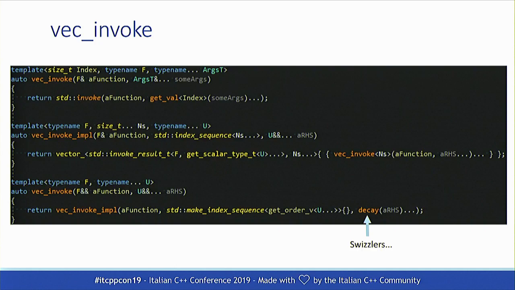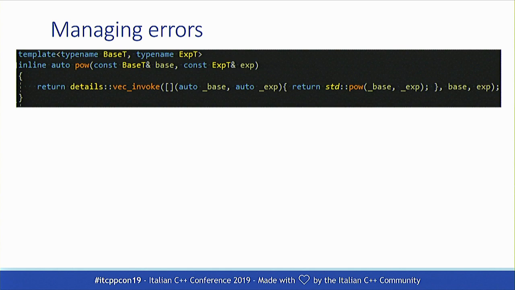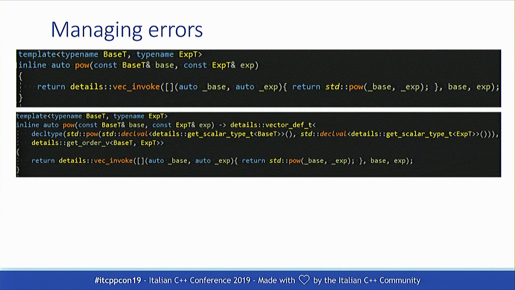Again, with SFINAE. But SFINAE this time is not so simple as well, because inside vecInvoke we have a lambda, and we cannot decltype something that has a lambda inside it. So we cannot write just arrow decltype and everything that we put below the return. So again, we need a bit more of semantic. We need to directly decltype the return type of the function.